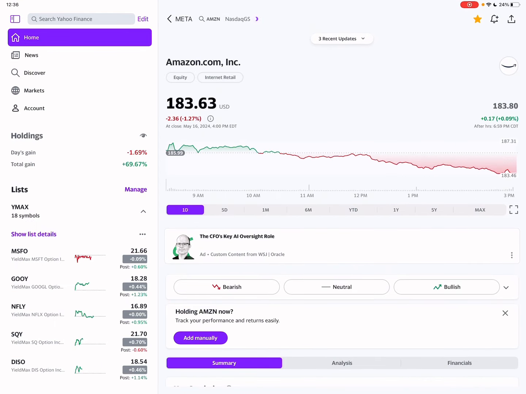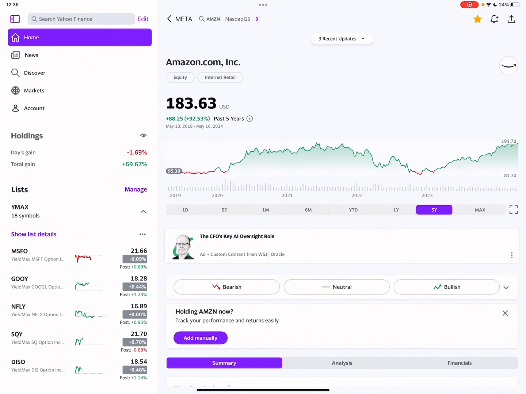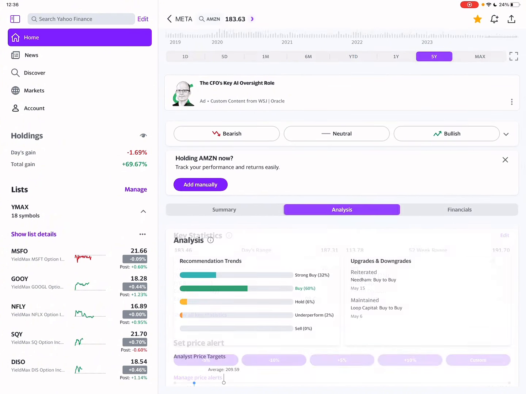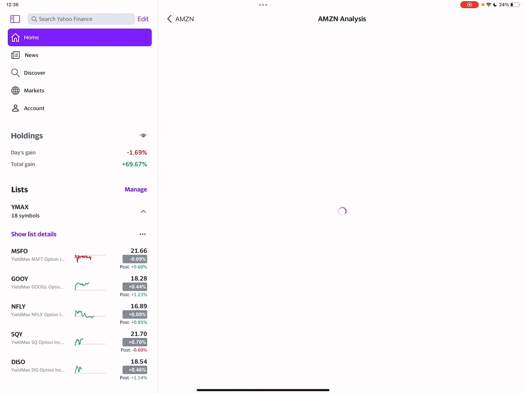All right, now we got Amazon. I always wanted to be invested in this stock. Amazon is just a beast. I feel like in this period, Amazon was investing heavily in their business. So right here, I feel like AWS was really carrying the business in terms of profit. Let's take a look at what the analysts have to say here.